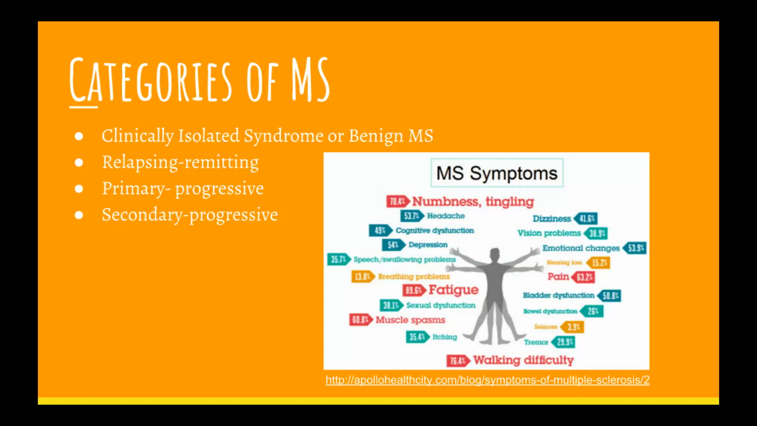There are 4 types of multiple sclerosis. Clinically isolated syndrome, or benign MS, is where symptoms are first seen, but the person is not diagnosed with MS yet. It can be seen with problems in the nerve of the eye, or problems with the brainstem, or problems with the spinal cord.